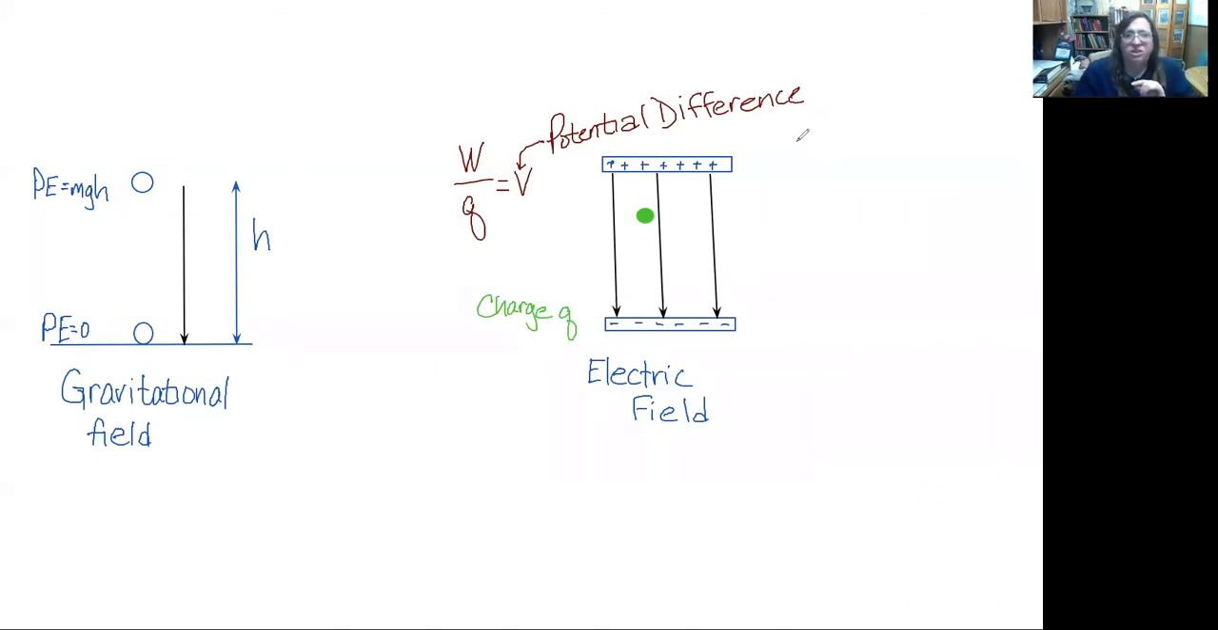The unit of potential difference, if we look at it: work, we know, is in joules, and charge is in coulombs, so it's joule per coulomb, which we have defined as a volt.